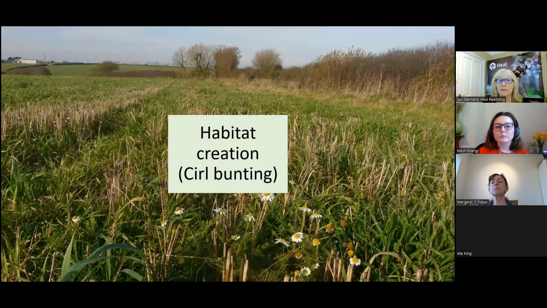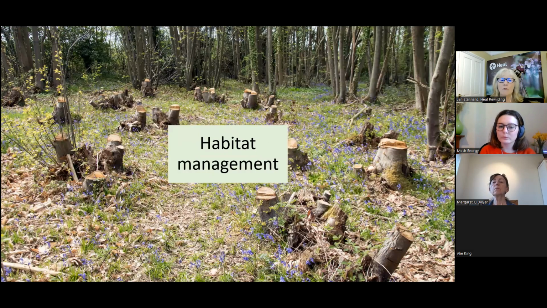A good example, and this photograph is of the cirl bunting, if you haven't heard of it, a little bird which has had a catastrophic drop. But by creating special environments for this bird, they have had a significant increase in numbers. So you can preserve it, you can create it, and then you can manage it. Here's an example of a woodland that's been coppiced. This is where teams of conservation volunteers will get their chainsaws out and their axes, their loppers out, and will make these kinds of changes.